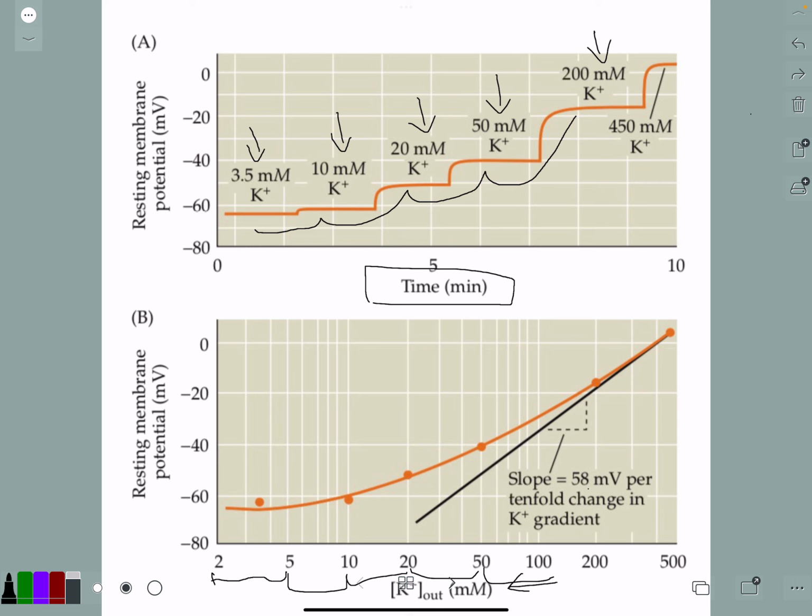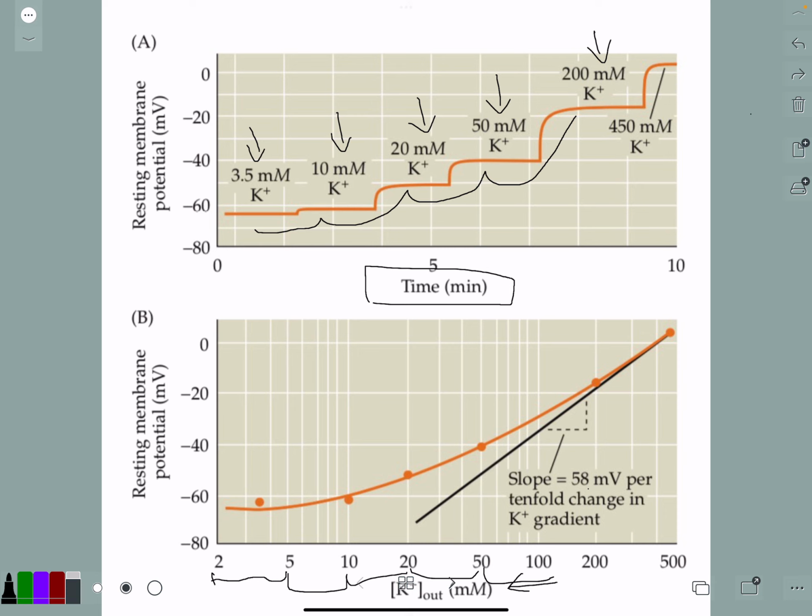So the log of 1 is 0. The log of 10 is 1. The log of 100 is 2. Right? And so 0 times 58 is 0. 1 times 58 is 58. 2 times 58 is 116. And so that's where the slope of 58 comes from, which is what you would expect.